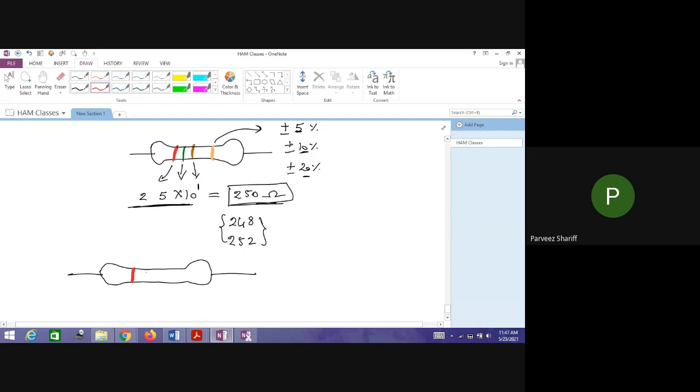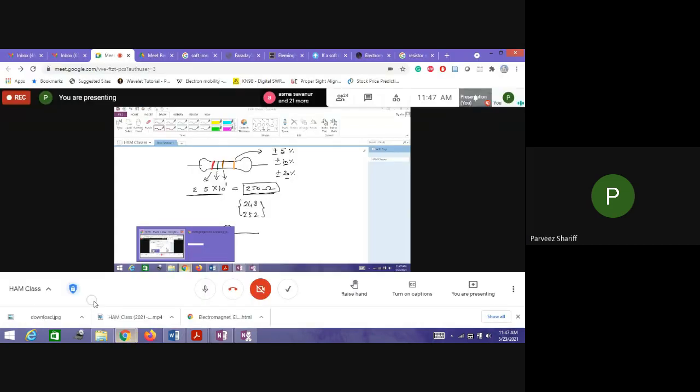Red, red, red. And the last one is some gold or whatever. You forget about the last one because that is of our least concern. We are not going to bother about the last one. Okay. Now, what is the value of this resistor? Kindly calculate and tell me. Let me take answer from you all.